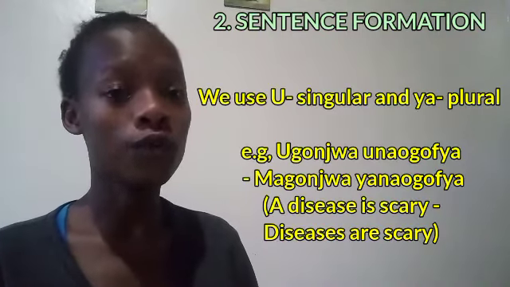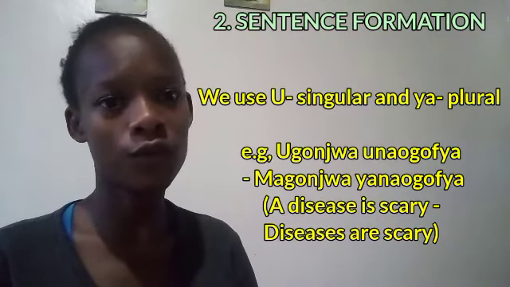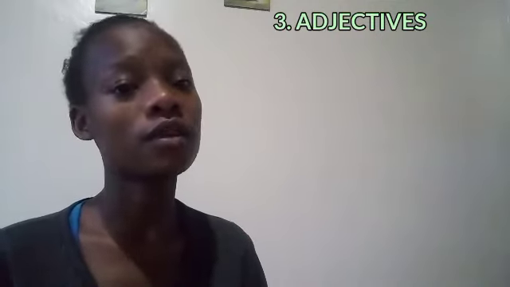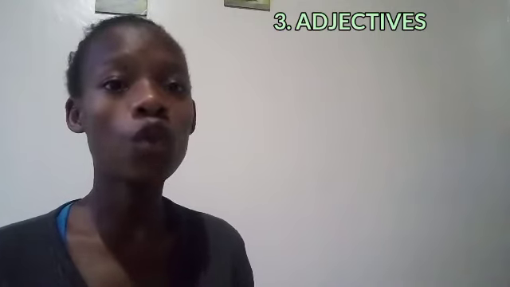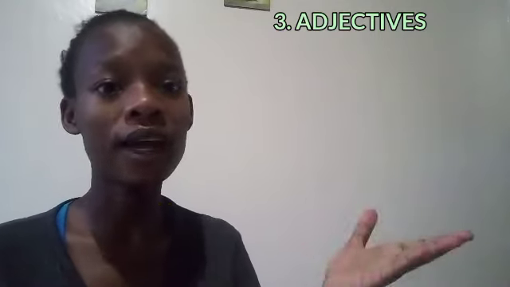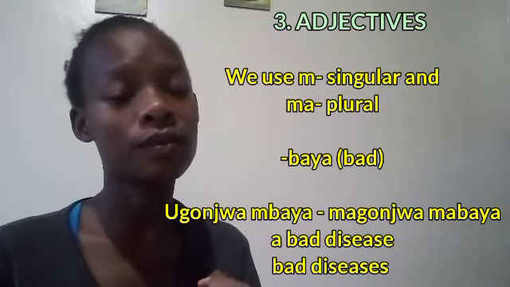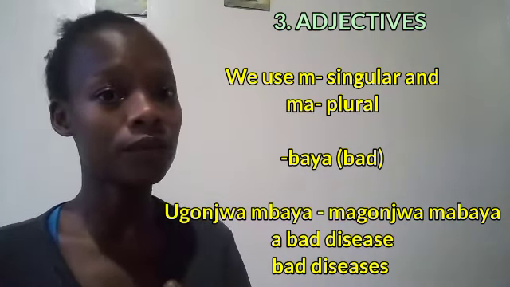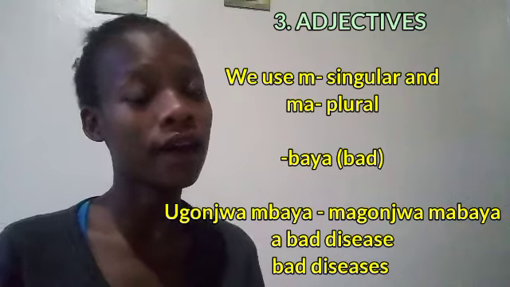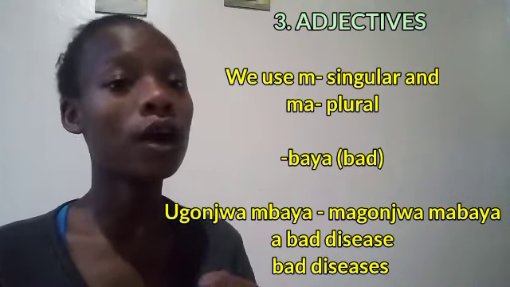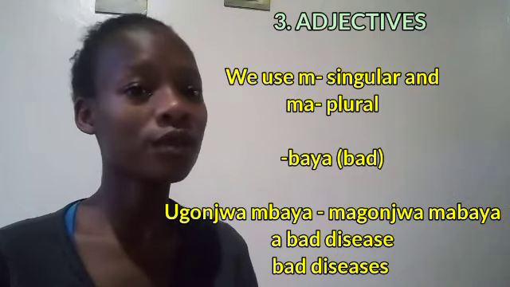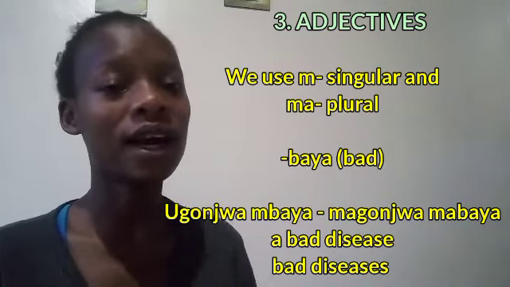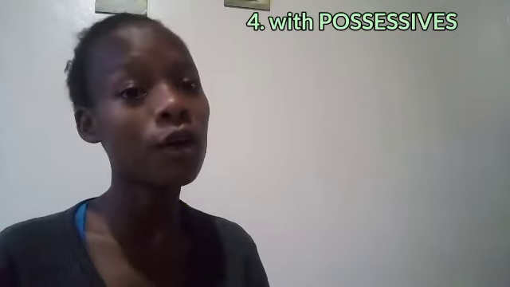Ugonjwa unaogofya. Magonjwa yanaogofya. Adjectives. What are the prefixes for adjectives in the U-YA noun class? Ugonjwa mbaya. Baya is an adjective which means bad. Ugonjwa mbaya, we have prefixed an M. Ugonjwa mbaya, a bad disease. Magonjwa mabaya, we have prefixed a ma. Magonjwa mabaya, bad diseases.